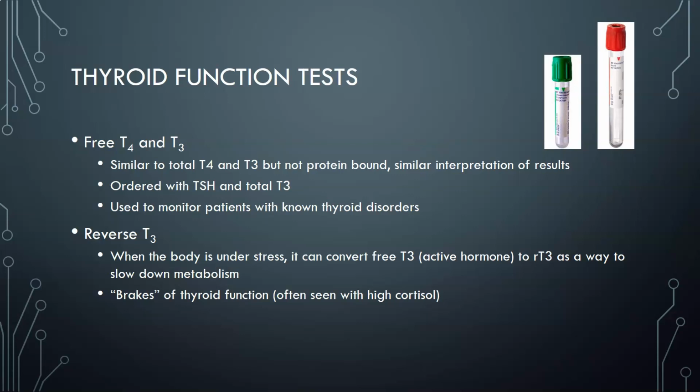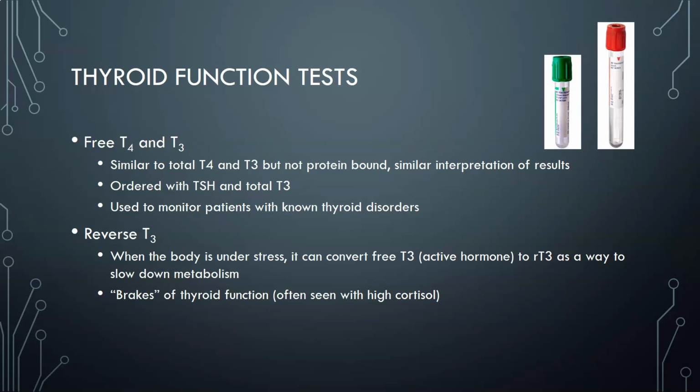And of course, then you can do free T3 and free T4. They're similar to the total T3 and T4, but obviously they're not protein bound, they're free. And also because there's so little of it, it's going to be read in, I believe, nanograms per deciliter. Similar interpretation of results, right? Too much free T3, free T4 would be hyperthyroid, not enough free T3, free T4 would be hypothyroid. Again, ordered with a TSH and a total T3 to help interpret what's going on with thyroid function. And these can also be used to monitor patients with known thyroid disorders.